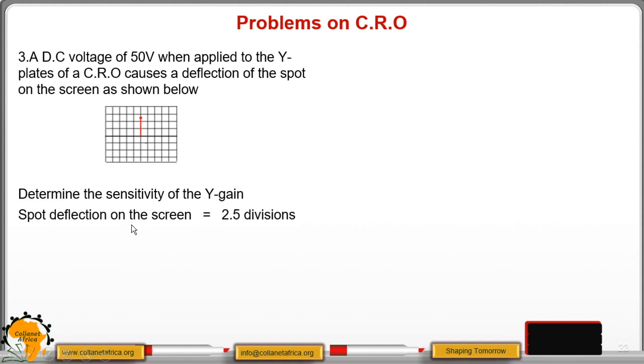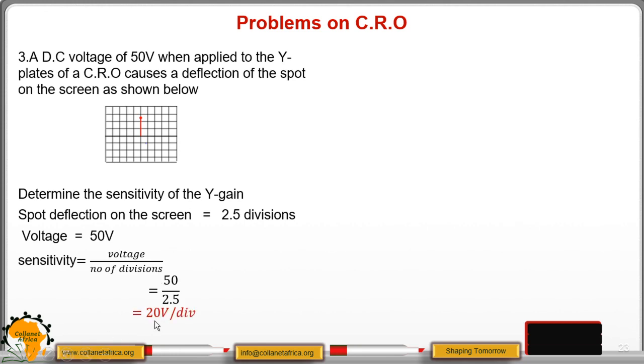We proceed as follows. The spot deflection on the screen is 2.5 divisions. Remember, you are counting from here: 1, then 2, then 0.5. It is at the middle. So it is 2.5 divisions, and we are given the voltage as 50 volts. So the sensitivity is given by the voltage divided by the number of divisions. You get 50 volts divided by 2.5, which is 20 volts per division, and that gives you the sensitivity of the Y gain.